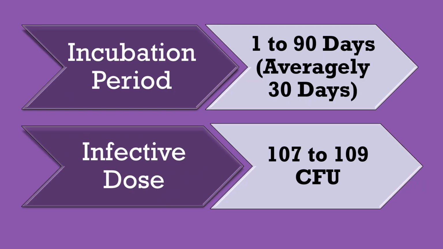The incubation period for Listeria monocytogenes infection is 1 to 90 days. Once the patient is infected with Listeria monocytogenes, it can take from 1 to over 90 days for illness to develop. The average incubation period is about 30 days, and the infective dose ranges from 10^7 to 10^9 CFU.